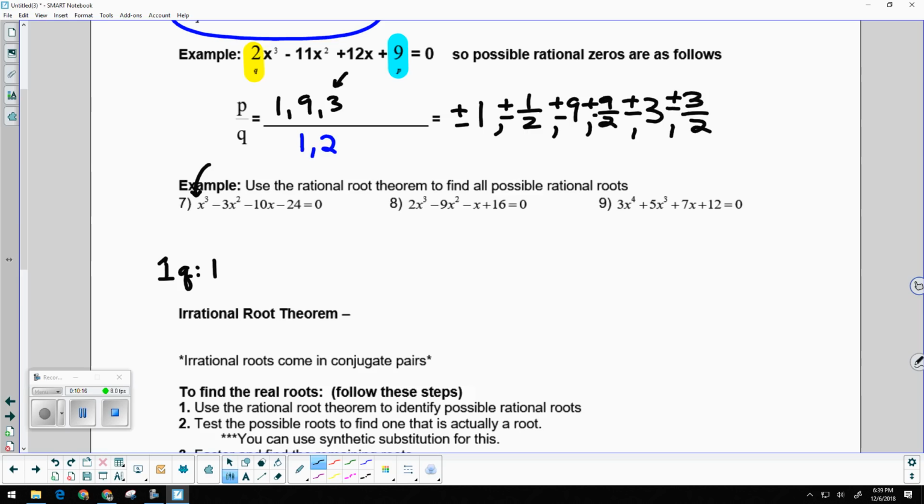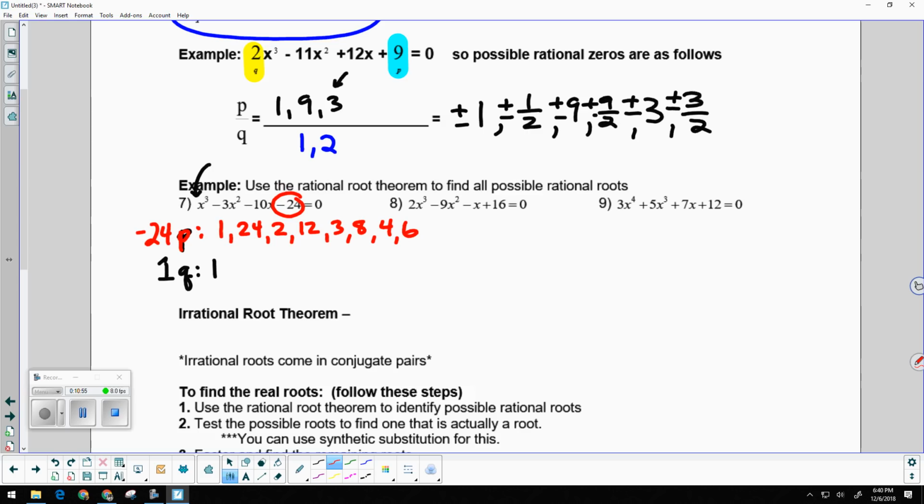Now, the factors of P. P is your constant. Our constant is negative 24. So the factors of negative 24 are going to be my P values. So what are the factors of 24? 1 and 24, 2 and 12, 3 and 8, 4 and 6. Those are all factors of negative 24.